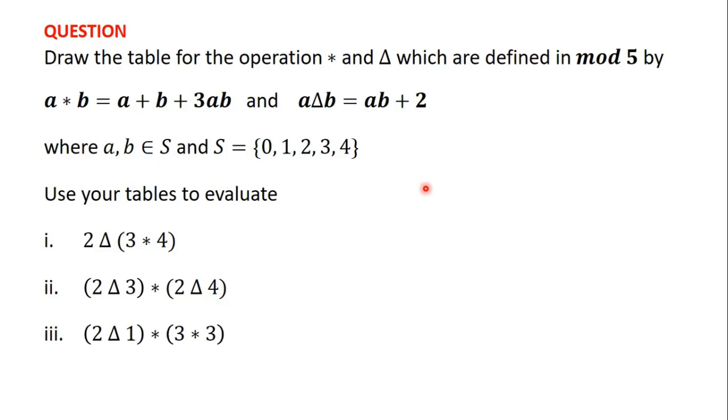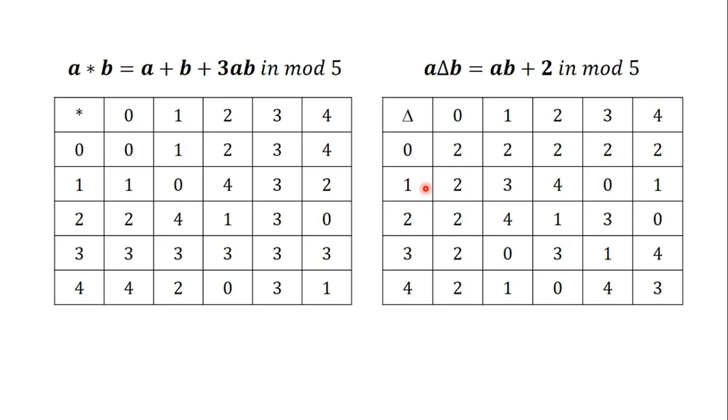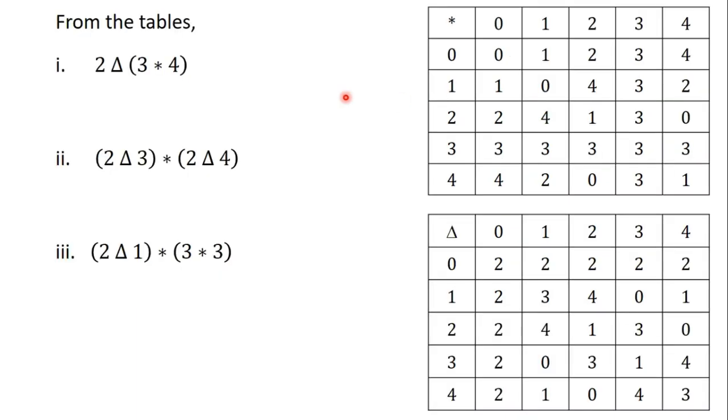Welcome back. We are still on the solution to this question. We have completed the tables for star and delta in the previous videos. In this video, we are going to use the tables to evaluate the following. The first one is 2 delta (3 star 4). The second one is (2 delta 3) star (2 delta 4). And the last one is (2 delta 1) star (3 star 3).